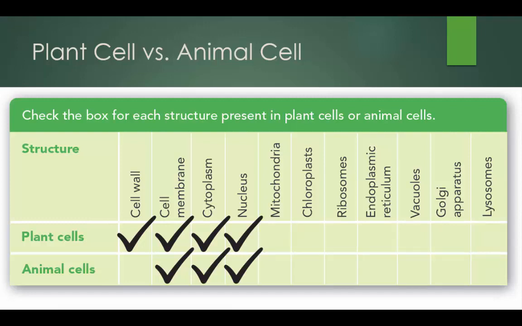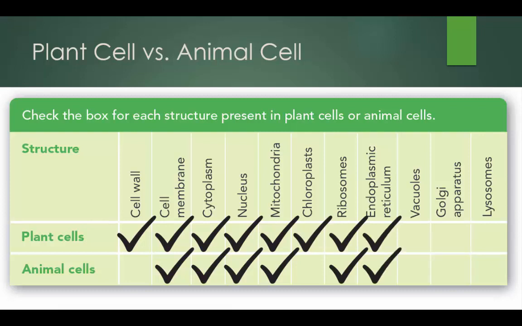Mitochondria are found in both. Chloroplasts are only found in plant cells. Ribosomes are found in both plant and animal cells. The ER found in both plant and animal cells. Vacuoles are found in both, but remember there is a difference. Plant cells have a large central vacuole, whereas animal cells have small vacuoles in many locations around the cell. The Golgi apparatus is found in both, and lysosomes are only found in animal cells.